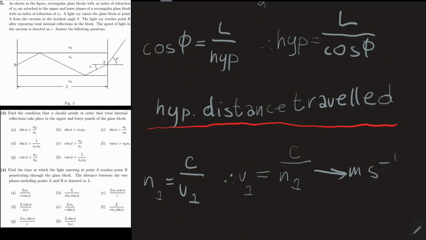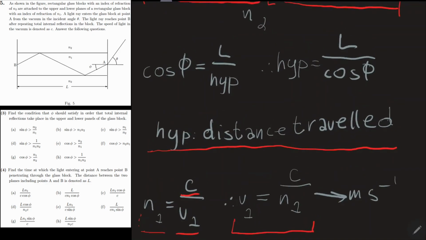Next, we have this equation that tells us the speed of the light inside an object with a refractive index. So we have the refractive index of the medium the light is passing through, that's n sub 1, and it equals c, which is the speed of light in a vacuum, divided by v sub 1, which is the speed of light inside the medium with the refractive index n sub 1. So if you rearrange, we get that the speed of light inside our medium is equal to c divided by n sub 1. And so now we have the distance traveled by the light beam, and we also have the speed of the light as it travels through that distance.